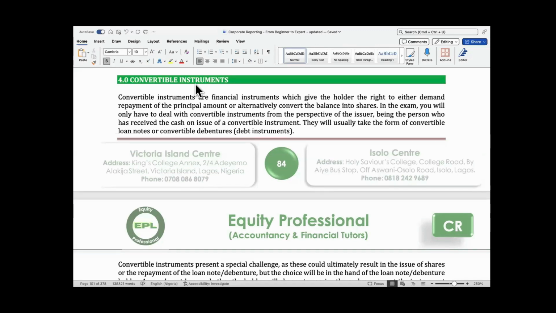Number one is the business model test. It must be that you solely want to collect interest and principal. And of course, there needs to be a contract that will show that, yes, truly, you are collecting interest and principal. So in that case, you can classify at amortized cost.